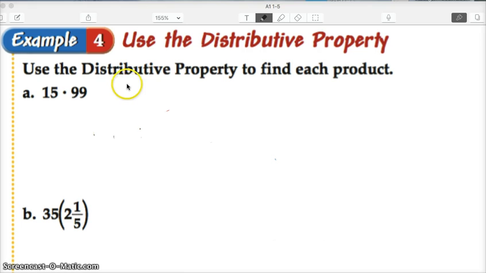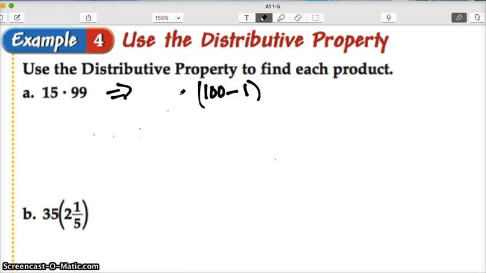I'm going to skip example 3 and go straight to example 4. Here we're going to use the distributive property. We're going to use this property to find each product, and this is kind of neat in a way. Some people actually think like this. Instead of doing a multiplication problem like 15 times 99, they kind of break it down into something similar, which we're going to do. So I know that 99 is equal to 100 minus 1.